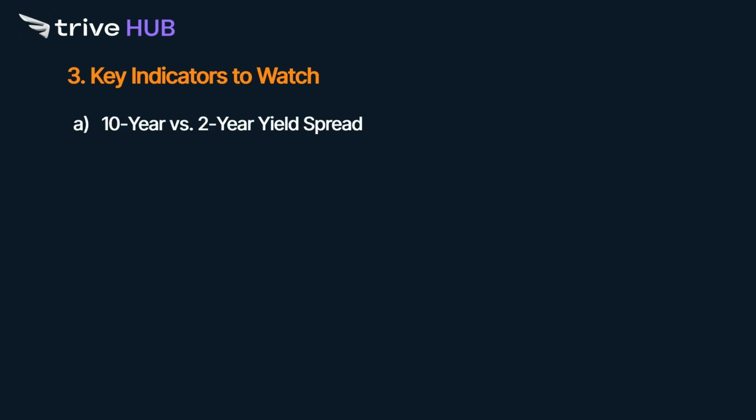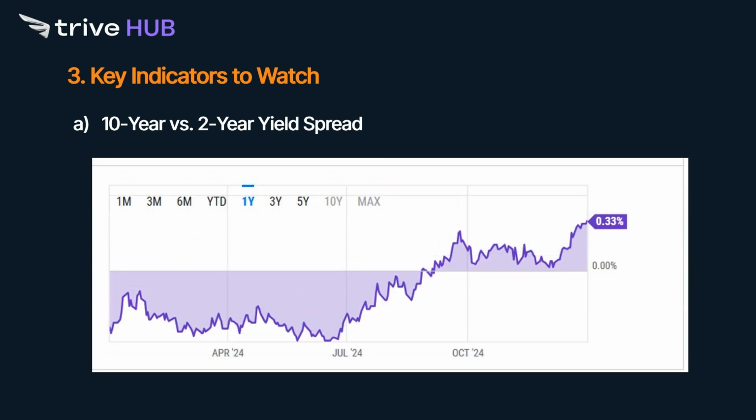When monitoring yield curves, here are some critical indicators you should focus on. The first one is the 10-year versus 2-year yield spread. This is the most popular spread for identifying curve steepening or flattening. As you can see on this chart, the 10-year and 2-year bond yields have a 0.33% difference, meaning there is a 0.33% spread. Let's see what the meaning of this spread is. A narrow spread is often a precursor to an economic slowdown, while a widening spread signals growth.